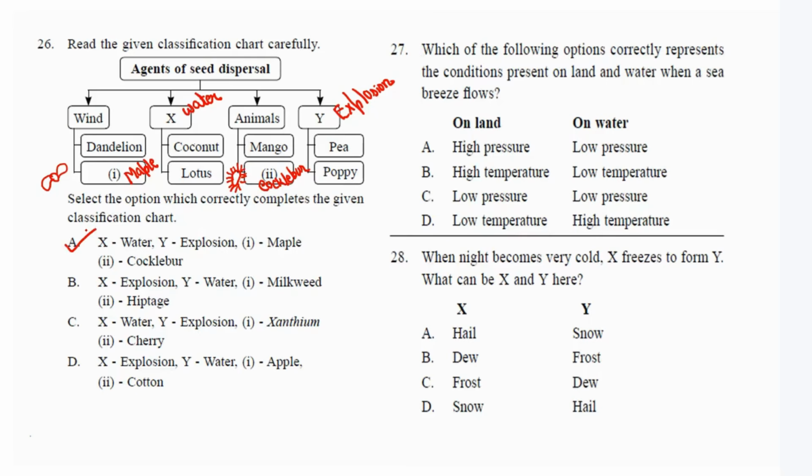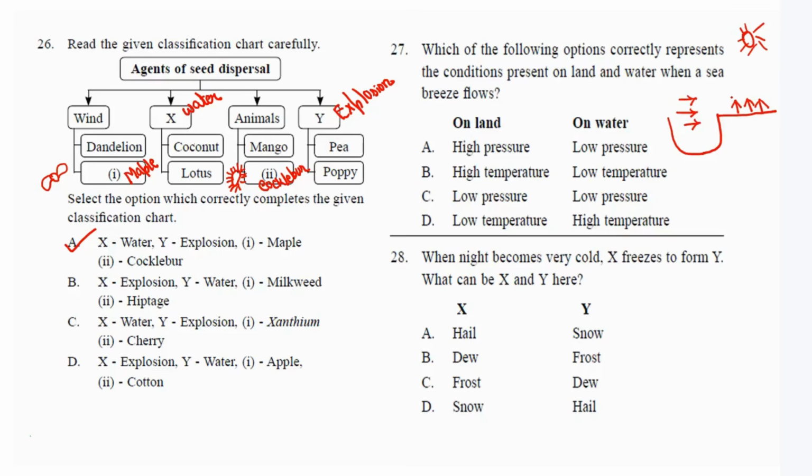Okay, coming to question number 27. In question number 27, it is said, which of the following options correctly represents the condition present on land and water when a sea breeze blows? So when a sea breeze blows, that means what? Suppose this is the sea and this is the land. Sea breeze blows always during the day. That means the sun is already there, correct? So during the sea breeze, the land gets heated more. In the daytime, the land gets heated more and the air rises up. As hot air rises up, the cool air from the sea blows through the land, right? So this is called the sea breeze, as we all know.